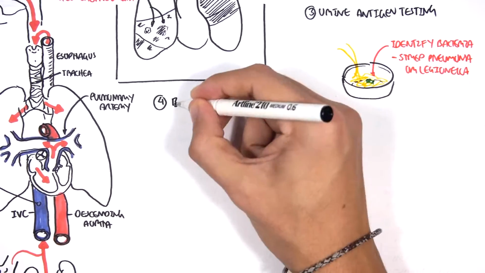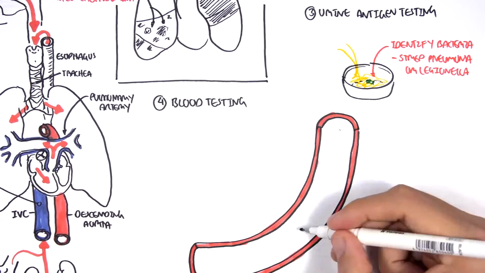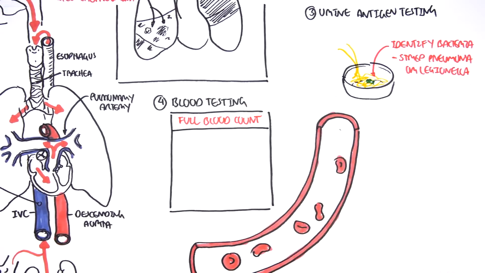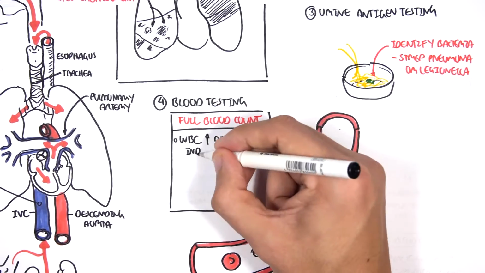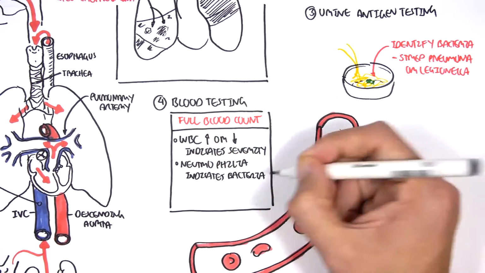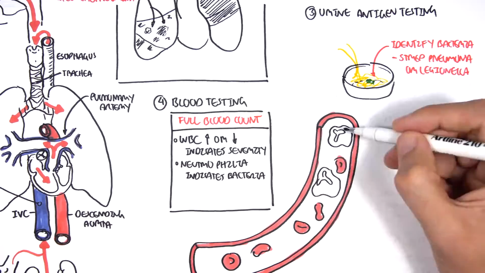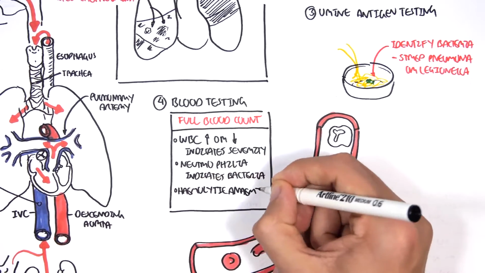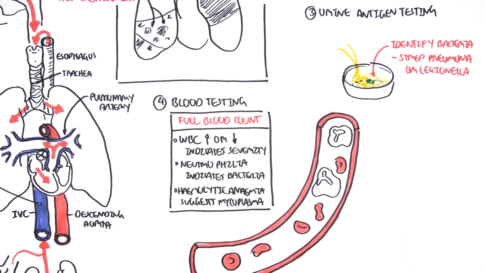4. Blood testing. Full blood count, for example. White blood cells are up or down, which will indicate severity. Neutrophilia is indicative of bacterial infection. You can also have hemolytic anemia, which suggests mycoplasma as a causative agent.